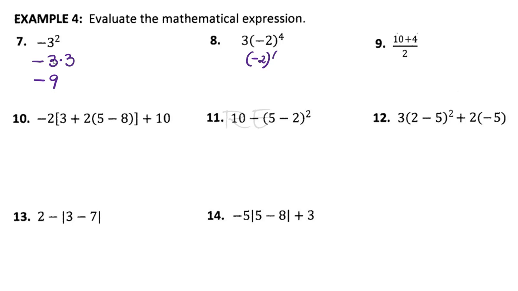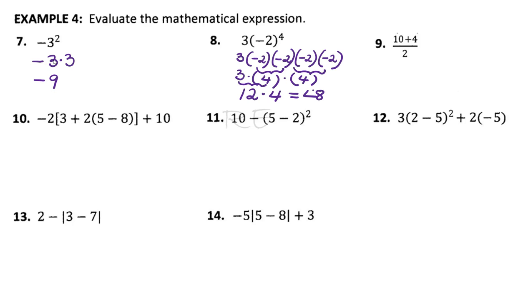With parentheses, -2 to the 4th is -2 times -2 times -2 times -2, 4 times, multiplied by 3. Now, it's 3 times -2 times -2, which is +4. -2 times -2 is +4. 3 times 4 is 12, times 4, and 12 times 4 is 48.